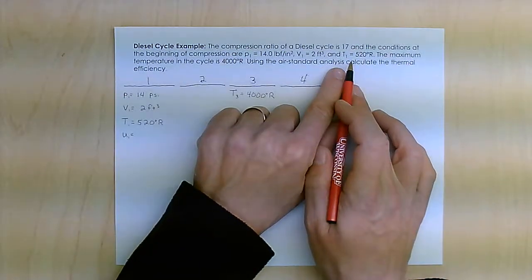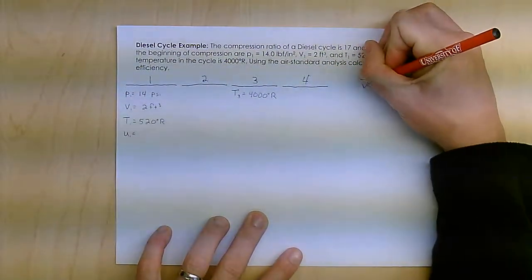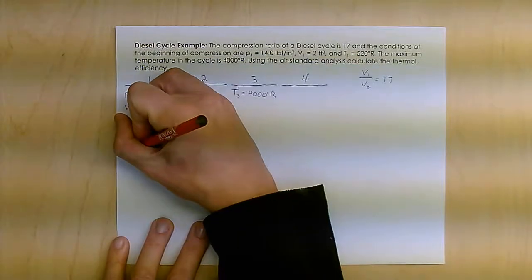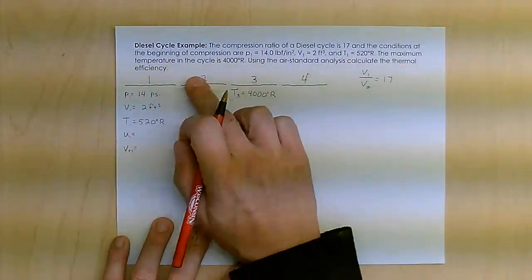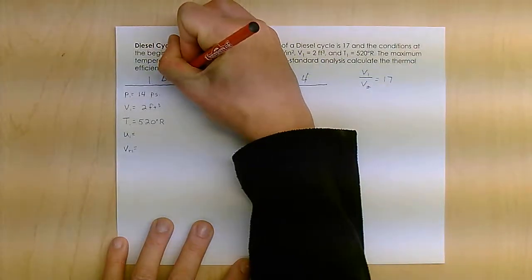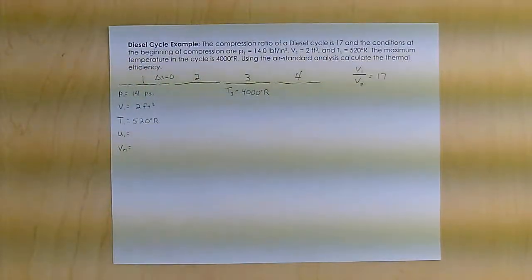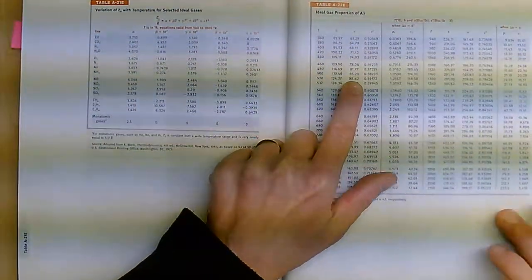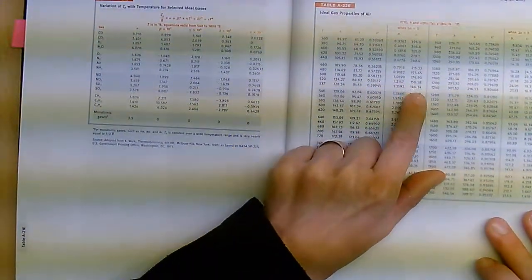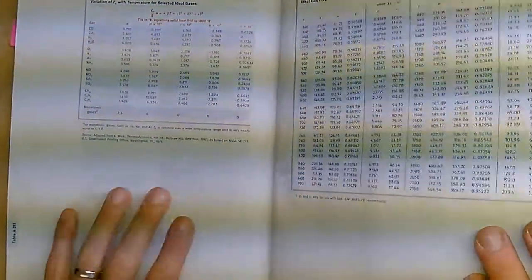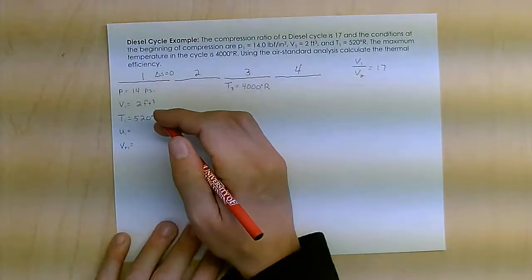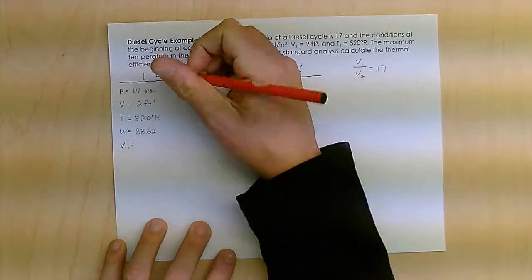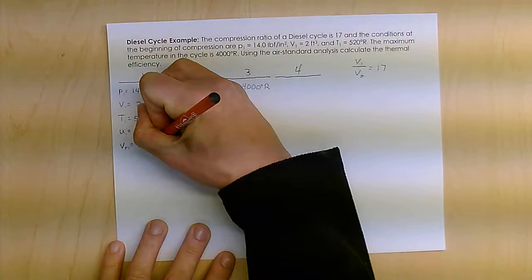And then I'm going to use the fact that I know the compression ratio V1 over V2 is 17. I'm going to use that relative volume to go from state 1 to state 2, because this is an isentropic process, delta S equals 0. Okay, so let's go ahead and look this up. For 520 degrees Rankine, my U value is 88.62, and my relative volume VR is 158.58.